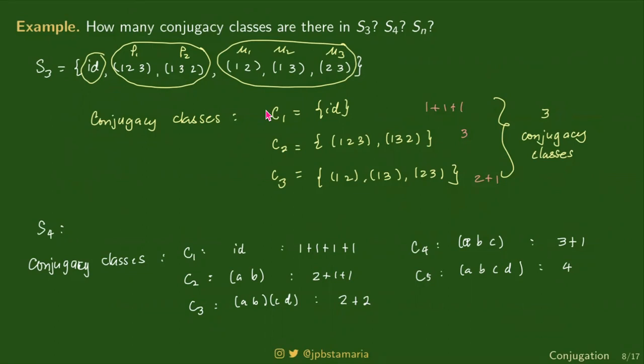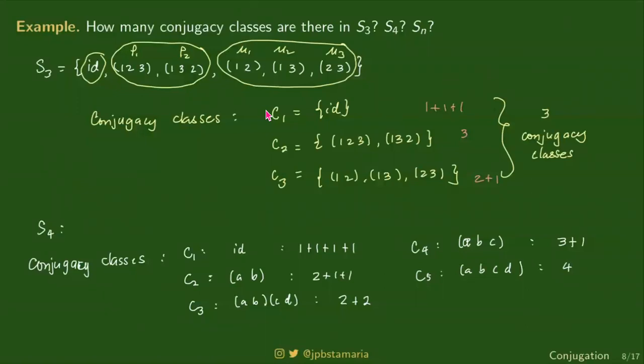Wala na, no? Ito na lang yung lahat ng possibility. Do you agree with me? Okay. I hope you can see why these are the only conjugacy classes. So in S sub 4, how many classes are there? There are 5. Okay, because there are 5 cycle types.